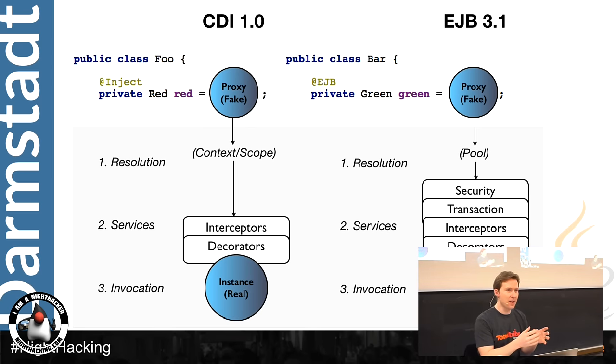What the container does is that when you invoke a method on it, it's going to go down through this path here, and it's going to do what's called resolution. It's going to first find the target instance that it needs to invoke. For a stateful session bean, it's going to look at a map and find the one instance that matches up with that proxy. For a stateless session bean, it's going to go to a pool and check an instance out of the pool.